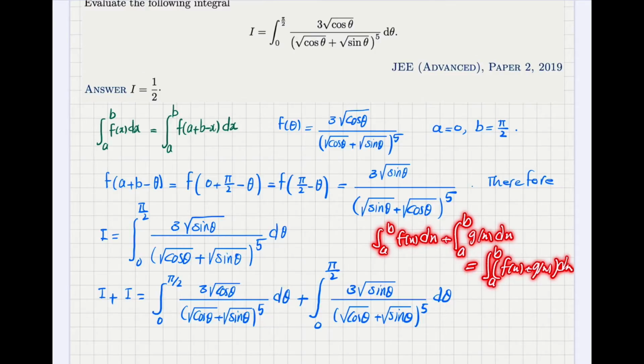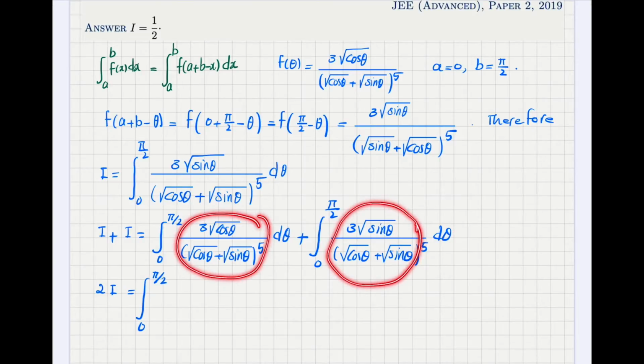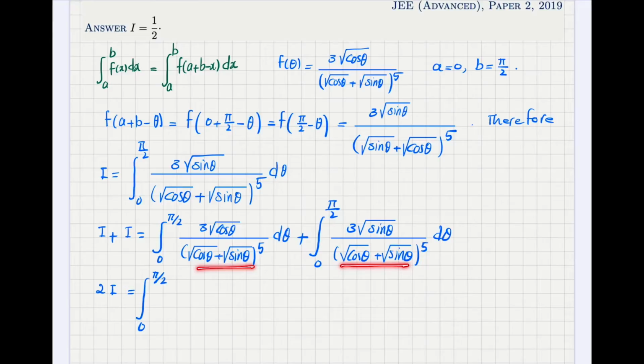So I will do the same thing here. But here on the left hand side, of course, I plus I is just simply 2I, and then the right hand side becomes the integral from 0 to pi over 2. And the good point here is that I want to add this integrand to that integrand. I have the same denominators, so I will keep the denominator the same.